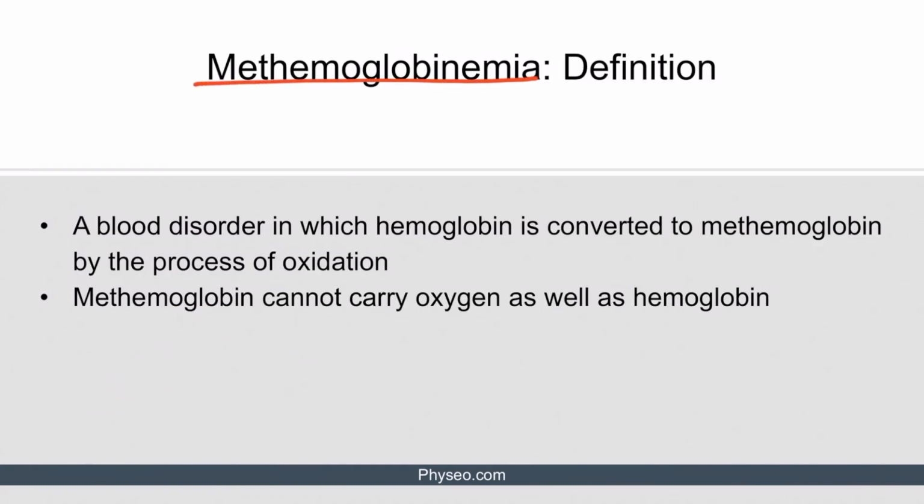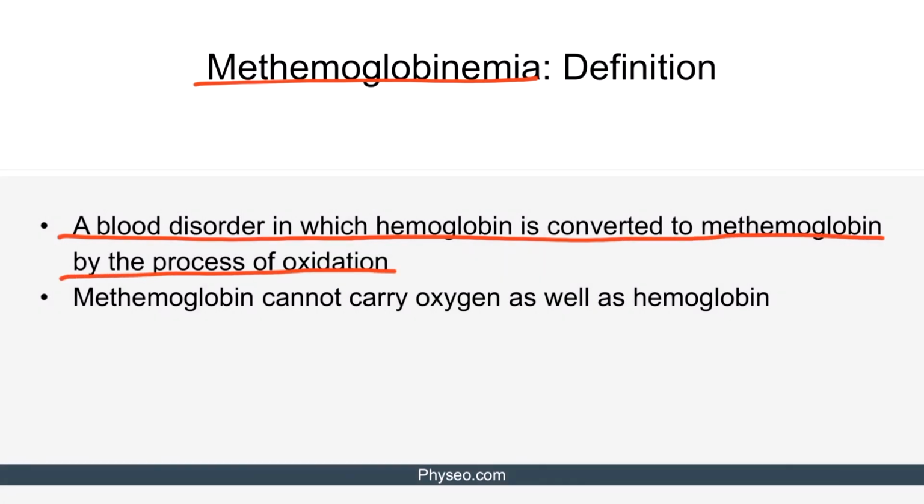Methemoglobinemia is a blood disorder in which a large amount of hemoglobin is converted to methemoglobin by the process of oxidation. Methemoglobin has a very limited oxygen binding ability, which is why it cannot carry oxygen as well as hemoglobin.